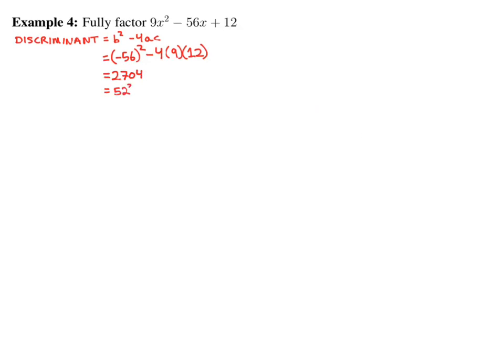And that is 52 squared. So this one does factor. And we know this because the discriminant ended up a perfect square. That doesn't, unfortunately, really tell us how to factor it. So we know it does factor.